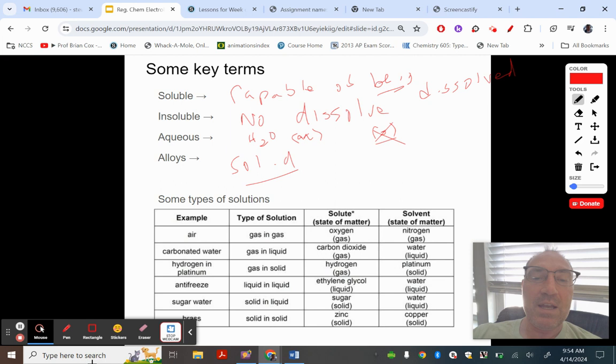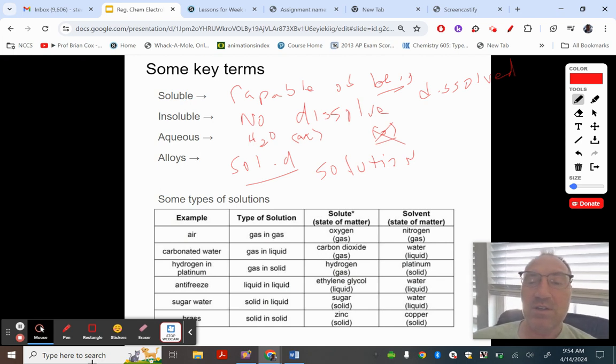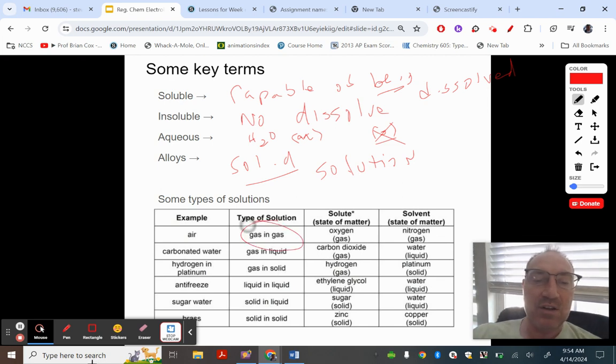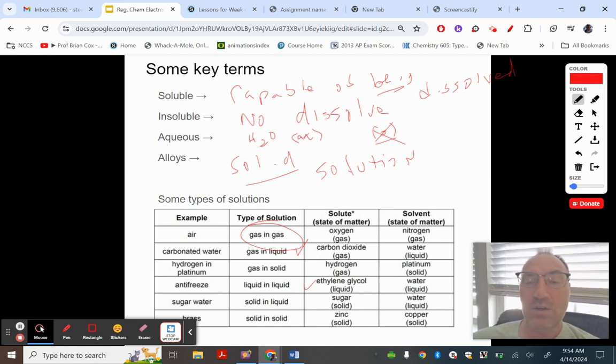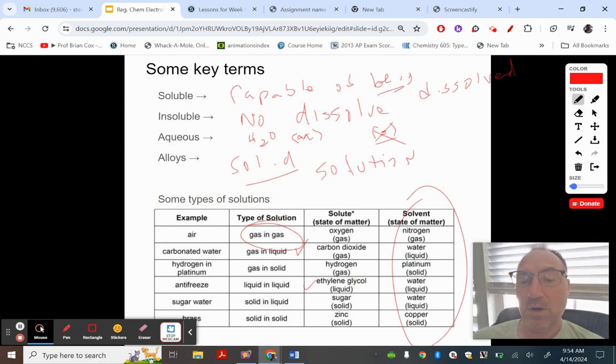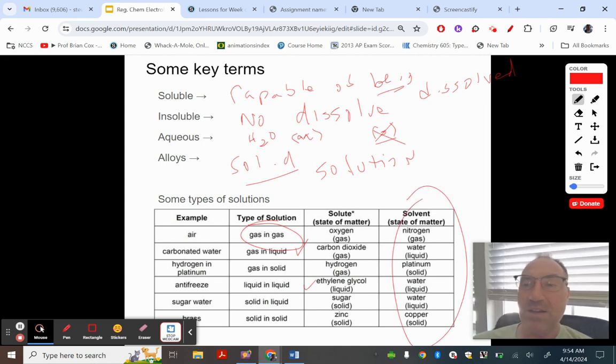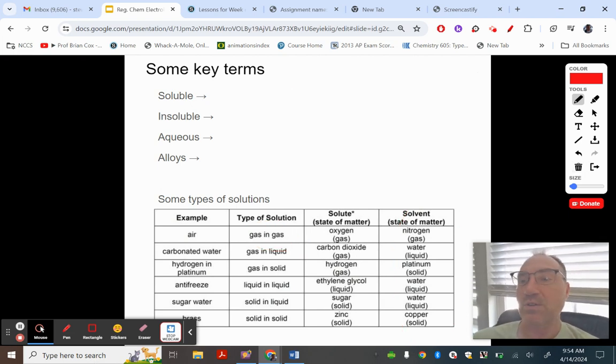So for example, when we made our penny, I don't know if you remember the penny lab, we made brass, and that copper dissolved inside of the penny. And so these are just examples. A gas dissolved in a gas, that's an air solution, right? Carbonated water, like pop or soda, is gas dissolved in a liquid. You can have antifreeze with ethylene glycol dissolved in water. So you can often see that the solvent is often water, but it doesn't have to be. It can be anything. It just has to be the one in greater concentration or greater amount.